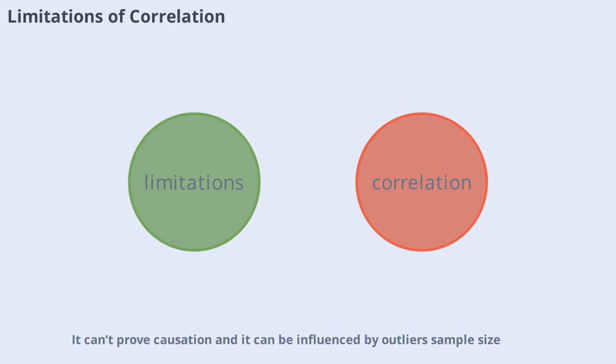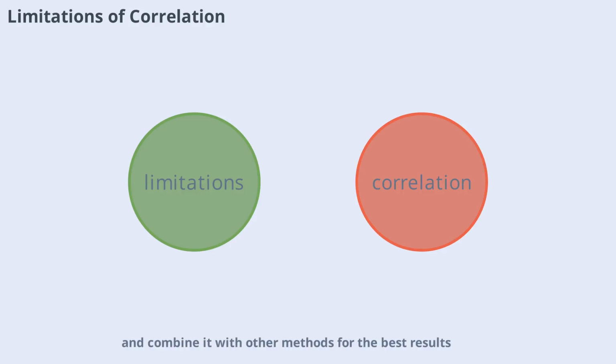It can't prove causation, and it can be influenced by outliers, sample size, and other factors. Always use correlation as one part of a broader analysis and combine it with other methods for the best results.